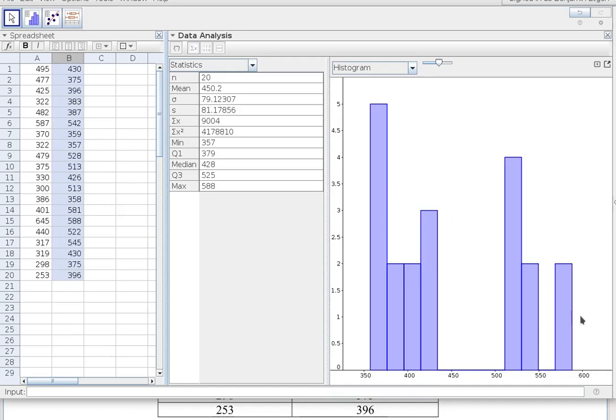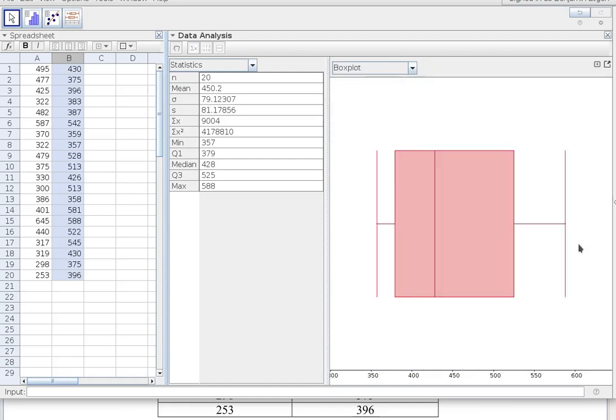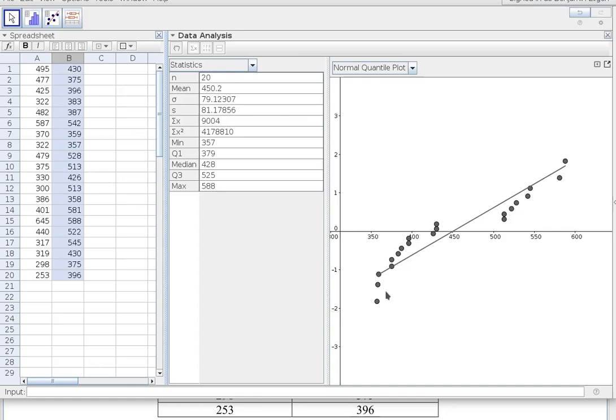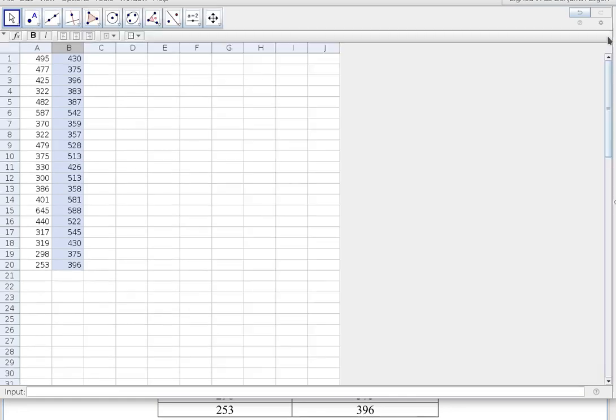Not bell-shaped in the least. There's a big gap in the middle. It looks like randomly distributed peaks compared to a normal distribution. Now let's look at a box plot. No outliers. And then the normal quantile plot, and the data is spread around pretty far from that line. So it looks to us like we can conclude that the second set of data may not be normally distributed.